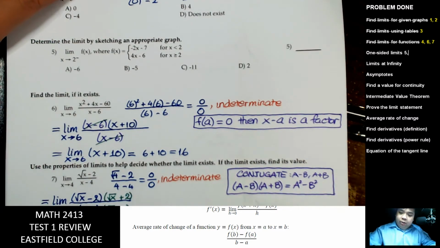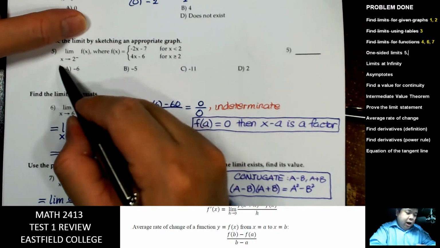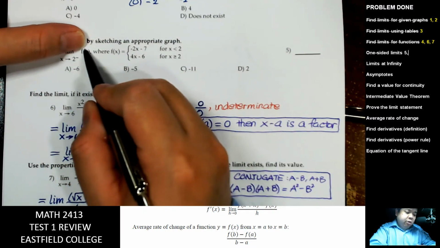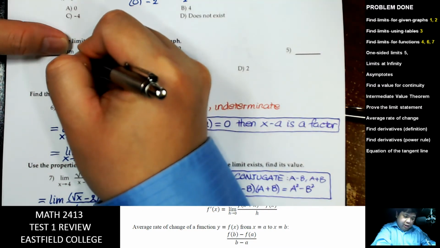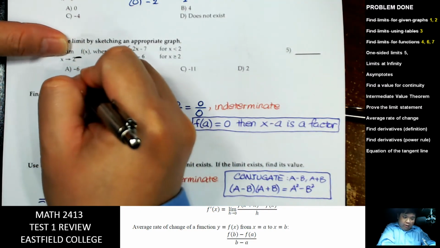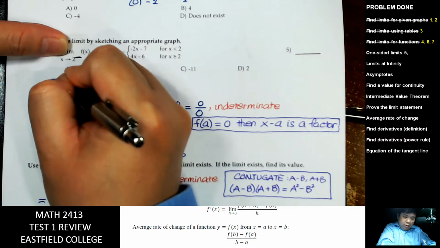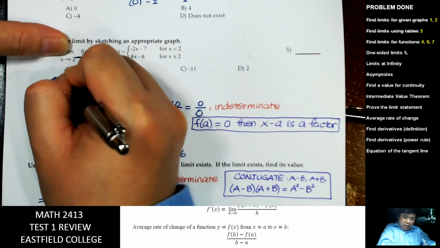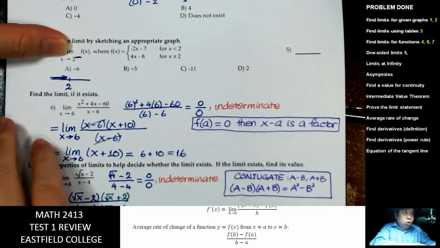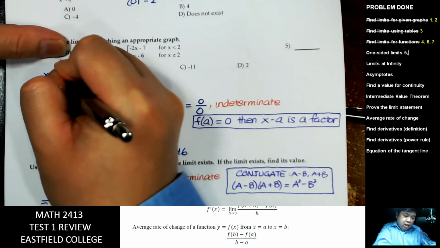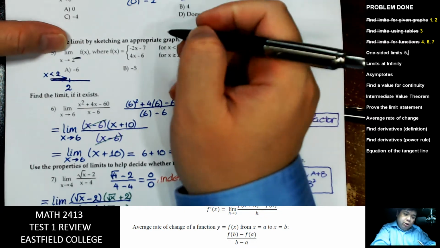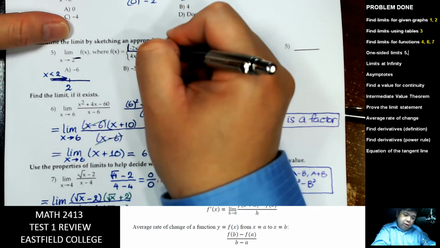Right, for number 5, the limit of the function when x goes to 2 from the negative side. So we have 2 from the left side. If it goes to 2 from the left side, it is going to be less than 2. So we have to use this function.